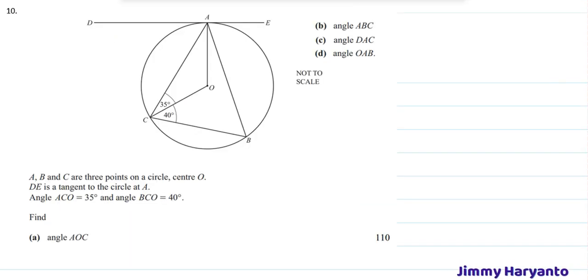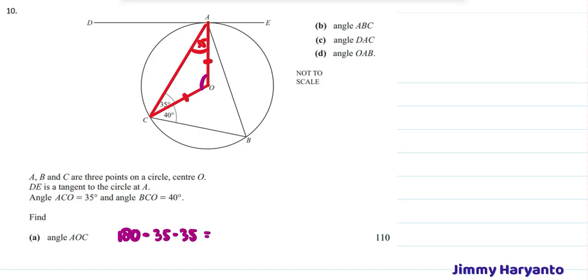For question 10, we have ACO 35 and BCO equals 40. Find AOC. Okay, to find the AOC, we only have to take a look at this triangle. The triangle is an isosceles triangle. That means this one is also 35. And the question wants you to find AOC, right? So angle AOC equals 180 minus 35 minus 35 equals 110. Okay, we already have this 110. This one is 35. And then the question wants you to find the angle ABC also.